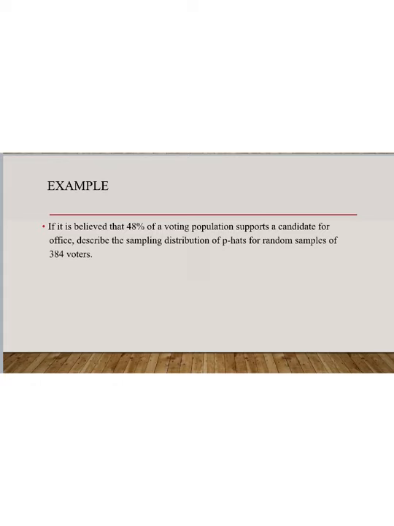So if we look at this in an example here, we have 48% of a voting population supports a candidate for office. So that means this 48% is P. That's considered the population percentage. So in this case, P equals 0.48. And it asks to describe the sampling distribution of P hats for random samples of 384 voters.